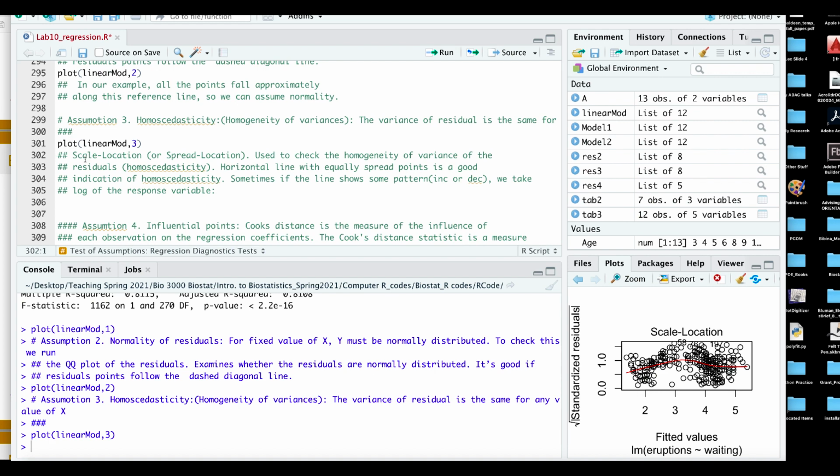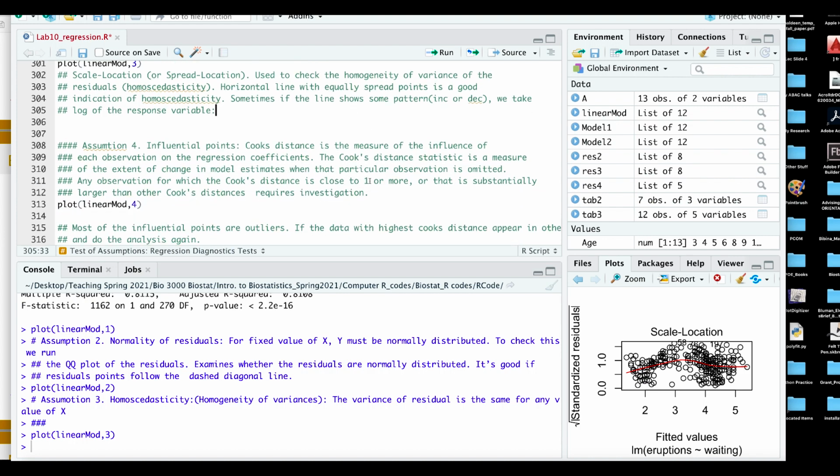So we call the scale and location plot, or spread-location plot, used to check the homogeneity of variance of the residuals. A horizontal line with equally spread points is a good indication. Sometimes if the line shows some pattern, like increasing or decreasing everywhere, then we take the log on the residual plots.